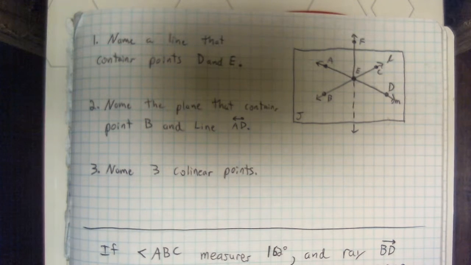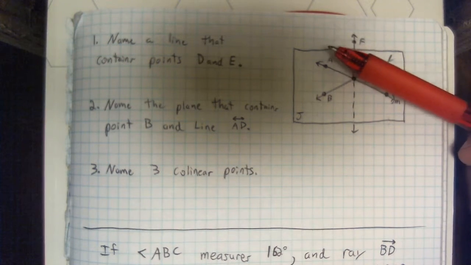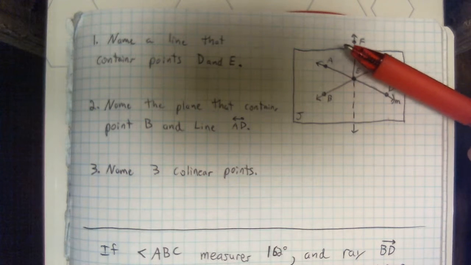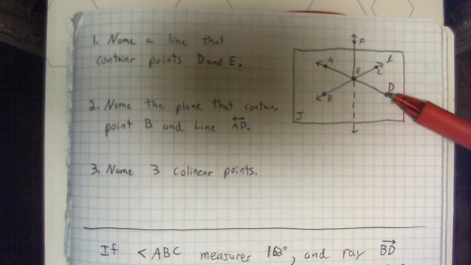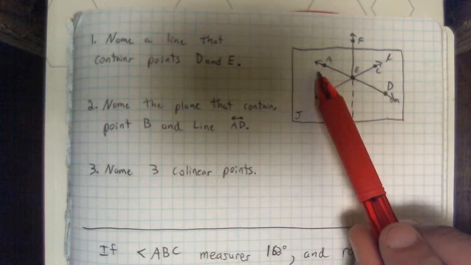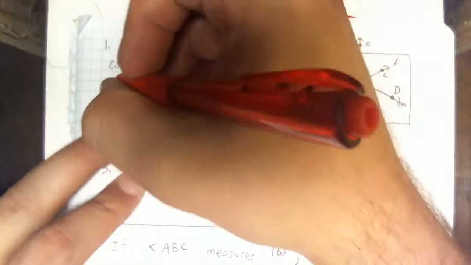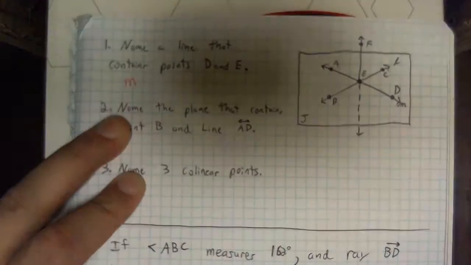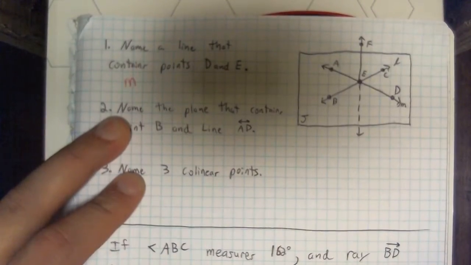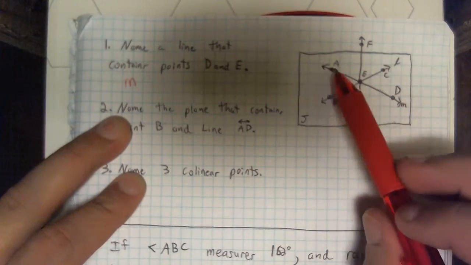Now, the questions ask us things like, name a line that contains point D and E. Well, here's D and E. We just need to think of the name of this line. Luckily, it already has a line name given to us, so we could call this M. The other option is that we could name it based off of some of the points that it contains. So we could really call this line DE.